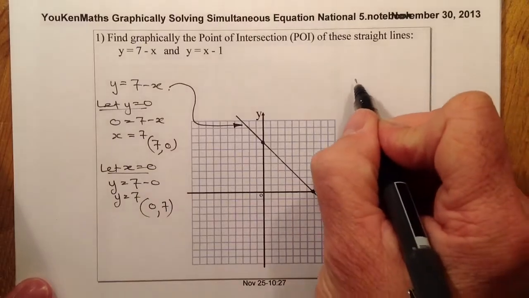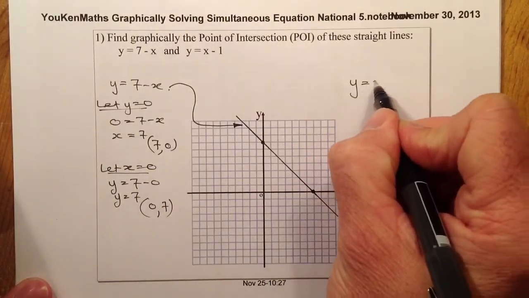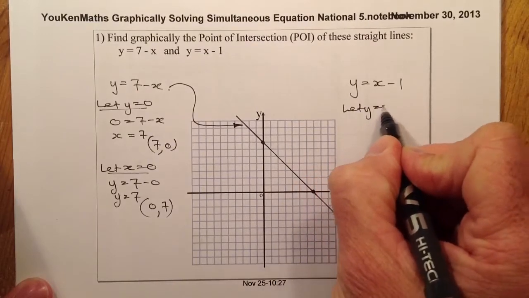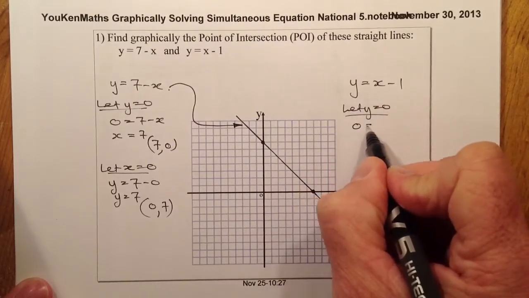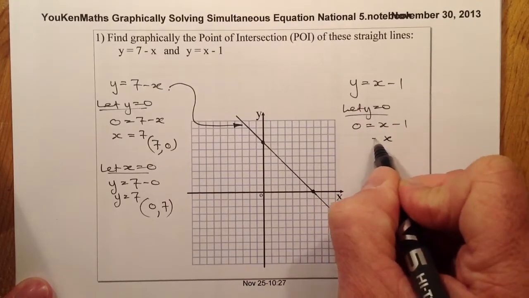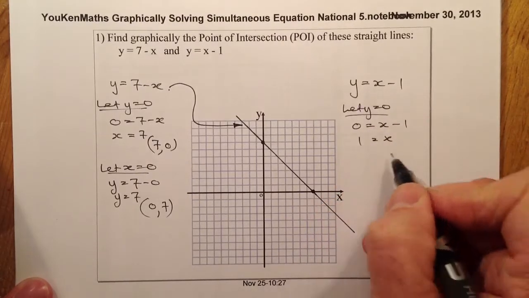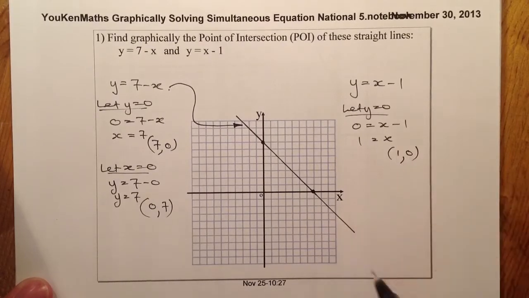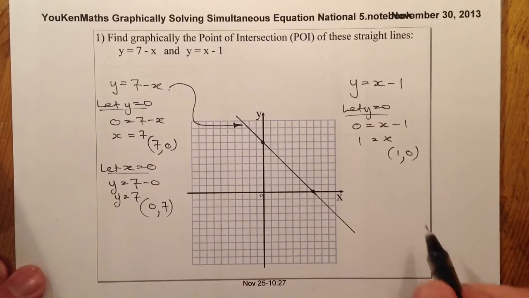Doing the next one, I'll just do it over this side here to make it a bit clearer. What I'll do is I'll let y equal 0. When I let y equal 0, take that minus 1 over to this side. What I've got is x is equal to 1. Okay, it's a bit backwards, but that should be okay. There we go. 1, 0 is the first coordinate I'm going to plot.